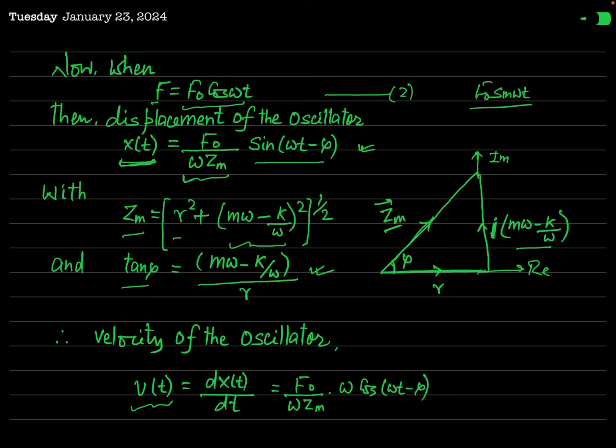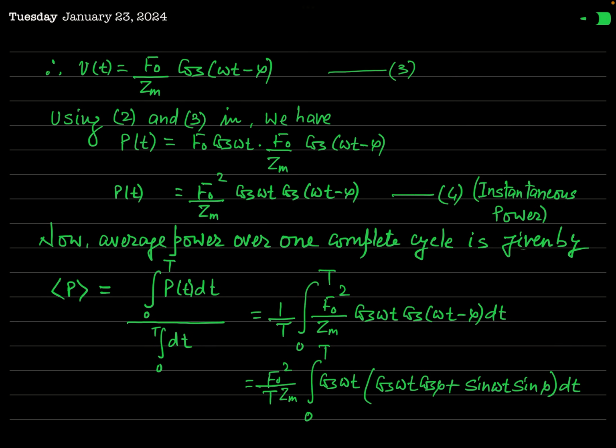You know, f naught over omega Zm is a constant factor, so I have taken it outside. And we have to differentiate sine omega t minus phi with respect to t, and that will be simply equal to omega times cos omega t minus phi. So v of t is given by f naught over omega Zm times omega cos omega t minus phi. You can see this omega and this omega will cancel out, and the velocity of our oscillator at time t will be simply given by v of t equal to f naught over Zm times cos omega t minus phi.